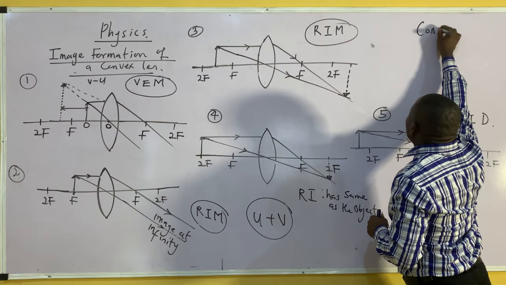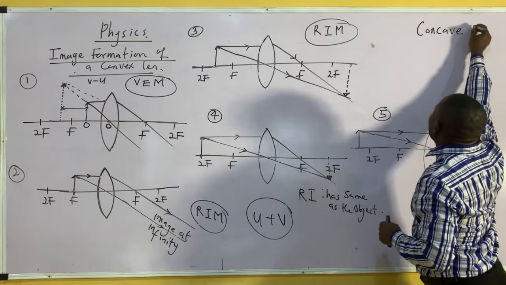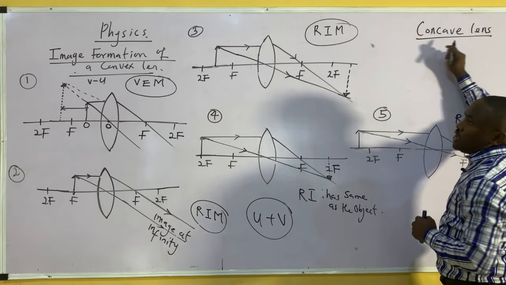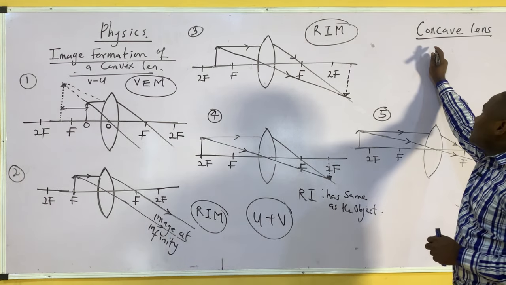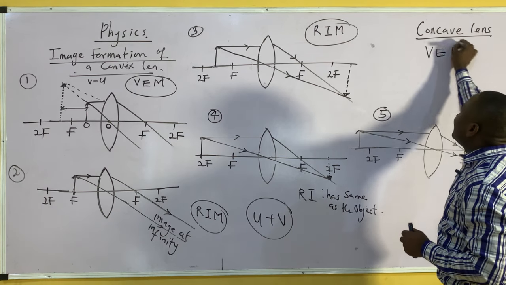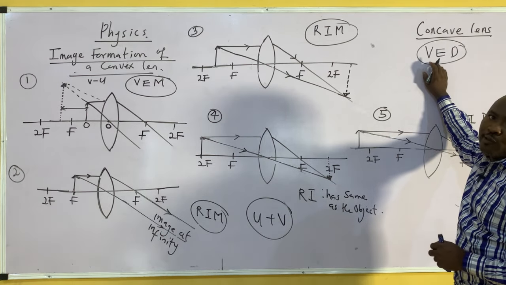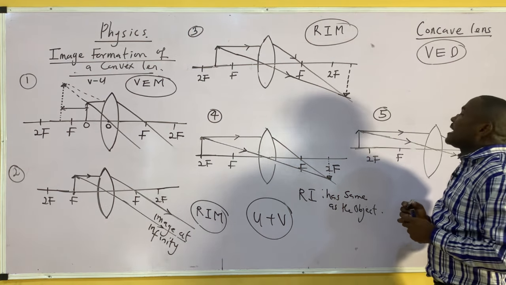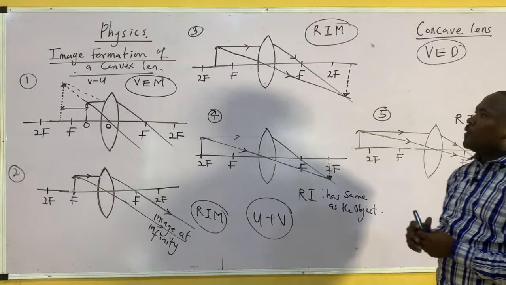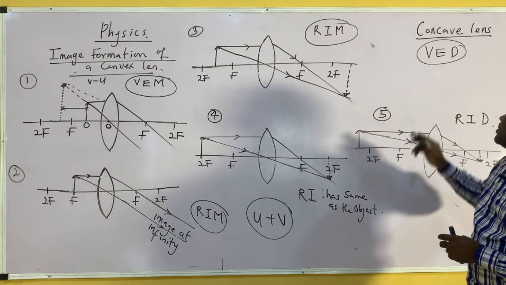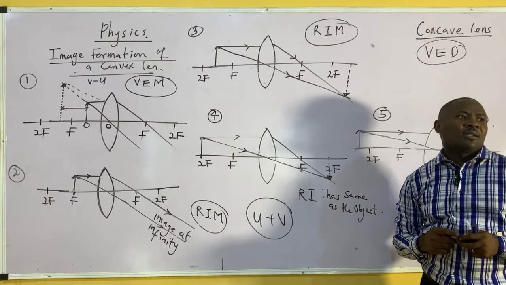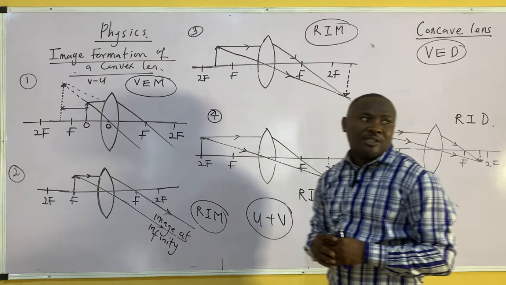Now it's important to note that for a concave lens, take note of this, the image formed by a concave lens is virtual, erect, and diminished. This is the only kind of image that a concave lens can produce, while all of these are the images a convex lens can produce. But a concave lens can only give us a virtual, erect, and diminished image.